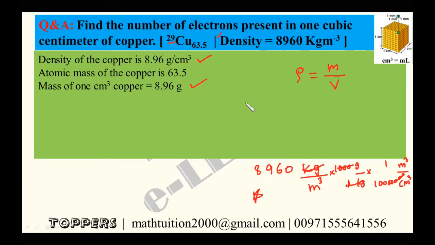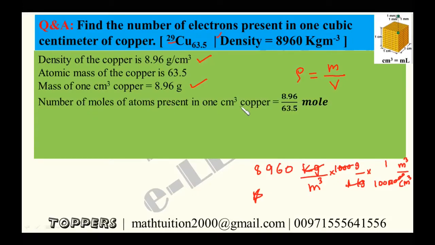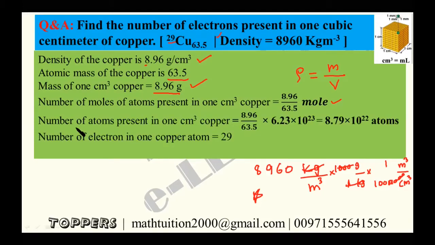Fine. So number of moles of atoms present in 1 centimeter cube copper is what? Given mass by molar mass. Given mass is 8.96 gram and molar mass is 63.5. So 8.96 by 63.5 is the number of moles. These moles multiplied by the Avogadro number will give you the total number of atoms, right? So number of atoms present in 1 centimeter cube copper is equal to number of moles multiplied by the Avogadro number, 6.023 into 10 raised to 23 approximately. When you calculate this, you will get 8.79 into 10 to the power 22 atoms.